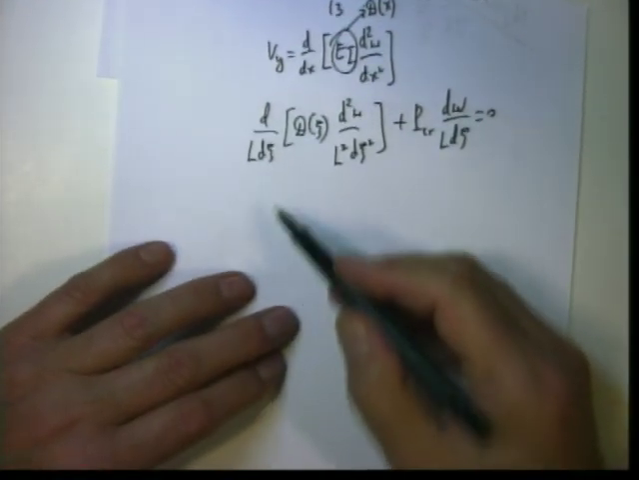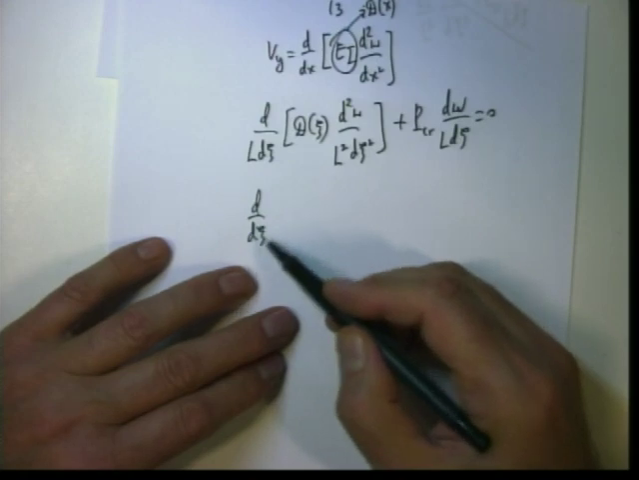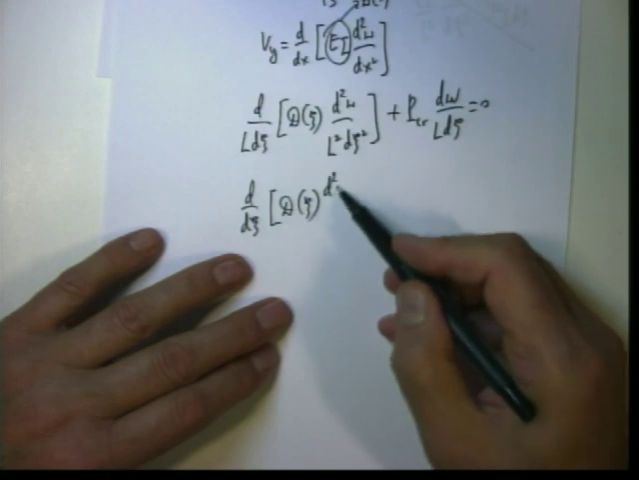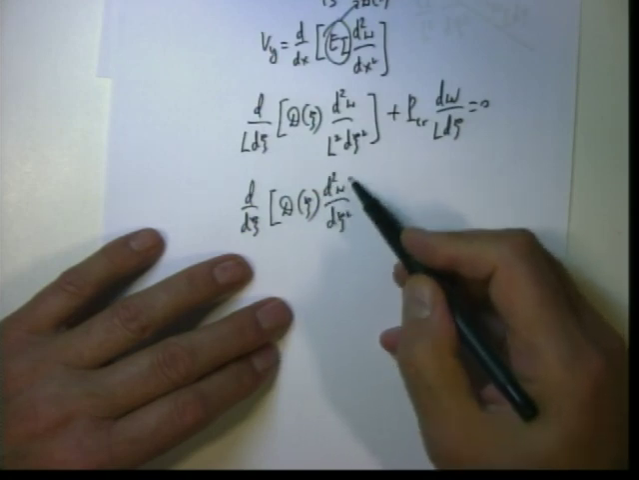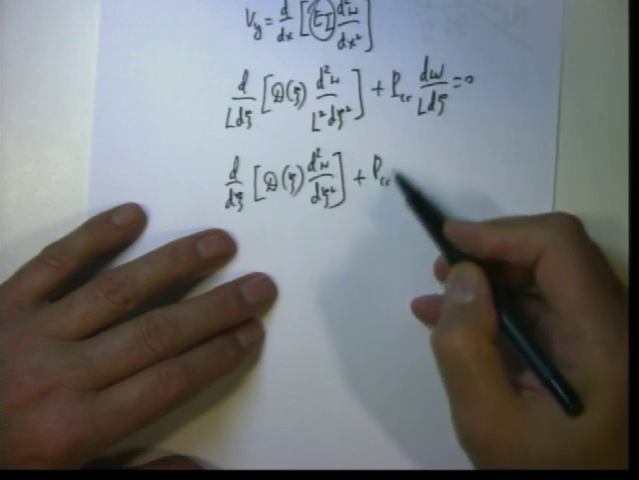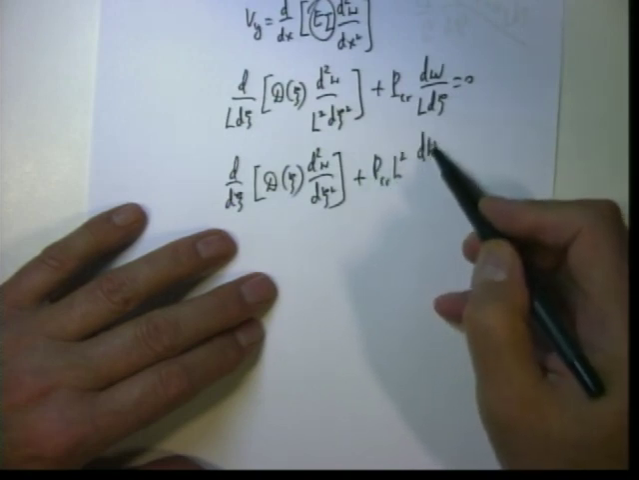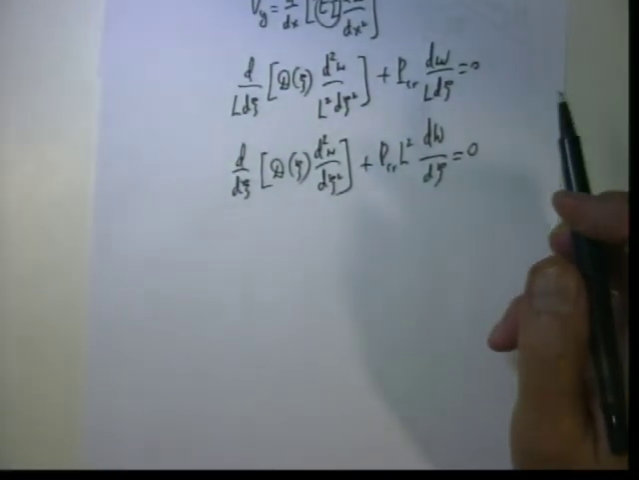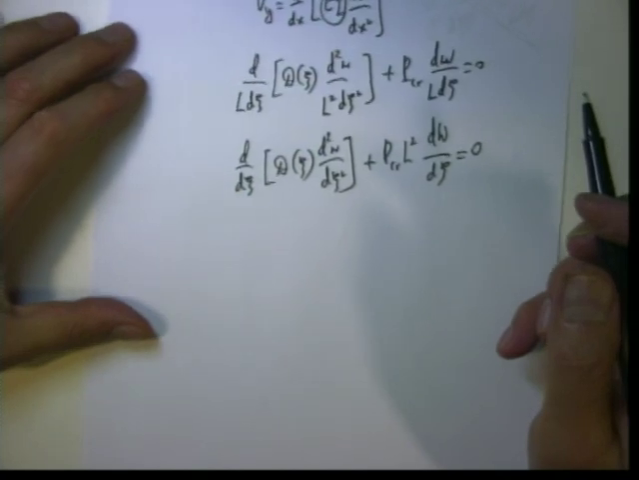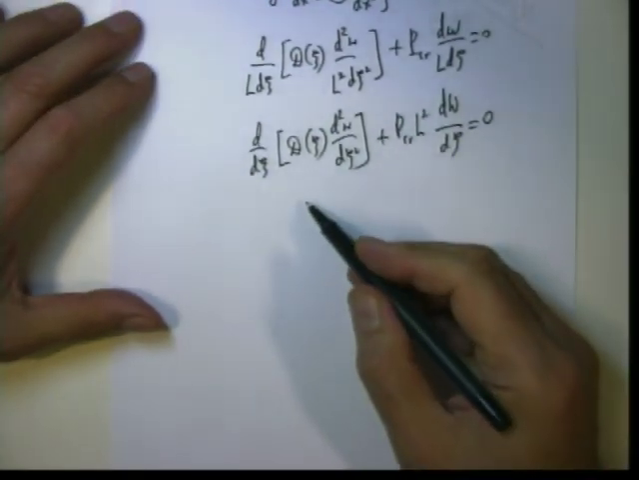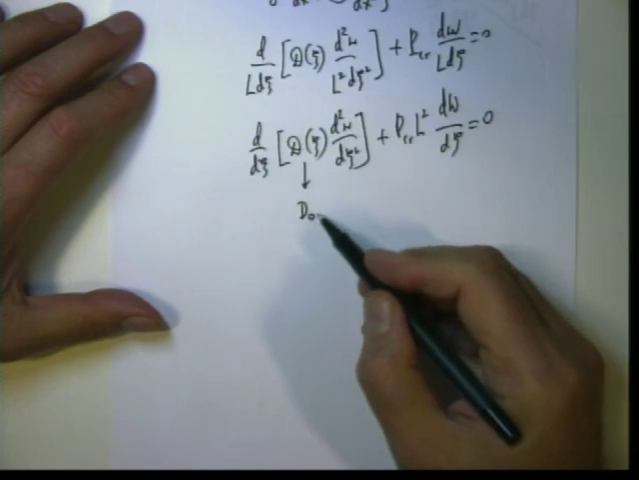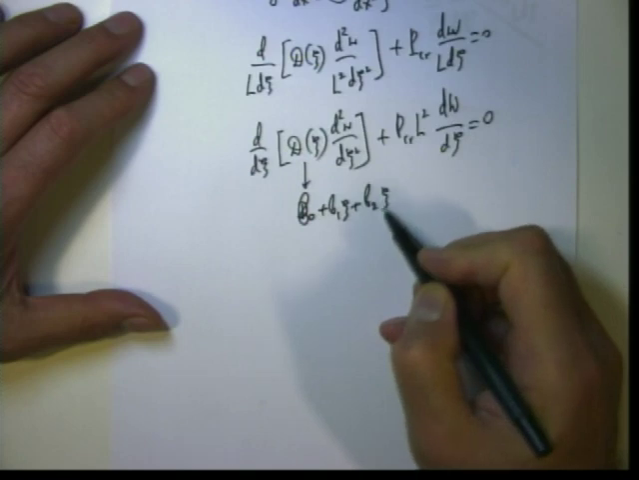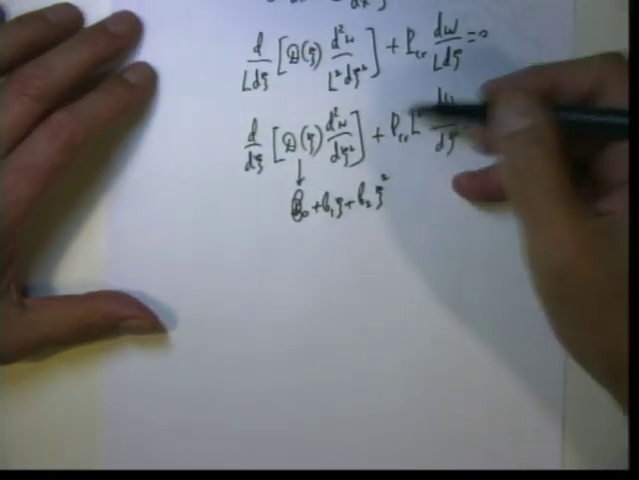So the boundary condition will be, look, d of psi, d2w d psi squared, plus P critical L squared, dw d psi. So now actually here, this guy is B0 plus B1 psi plus B2 psi squared. This guy is unknown.